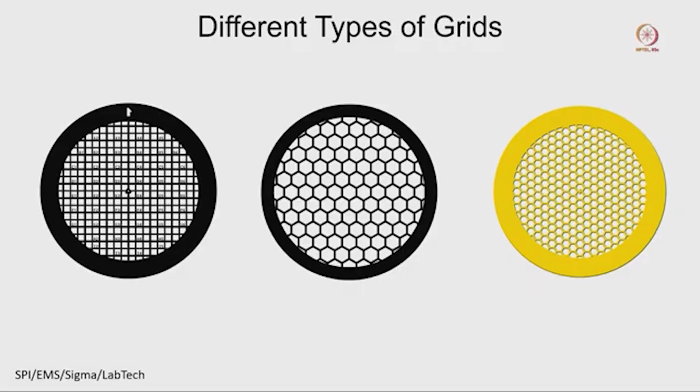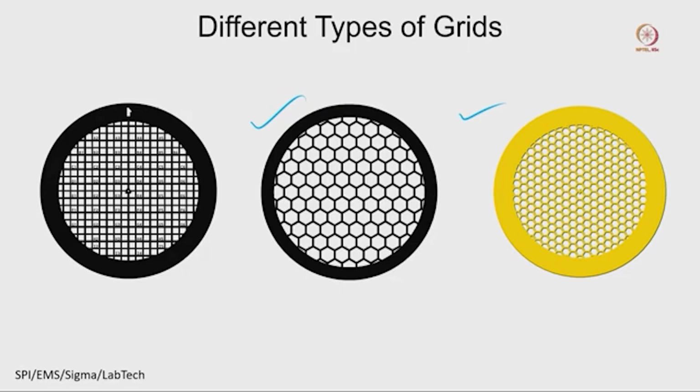Now different shapes are also possible. You can see different types of grids here. This is the normal empty grid, there is no coating, nothing. In the next class we will discuss how to coat those grids, and what the difference is between carbon coated grids and Quantifoil cryo grids.